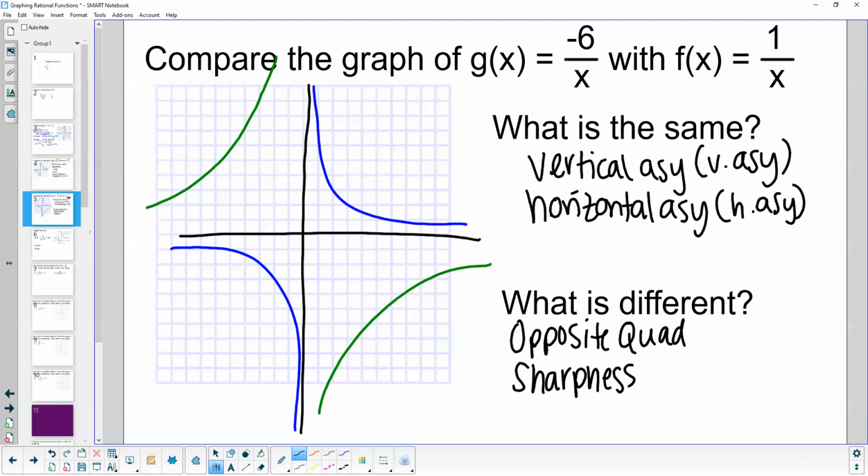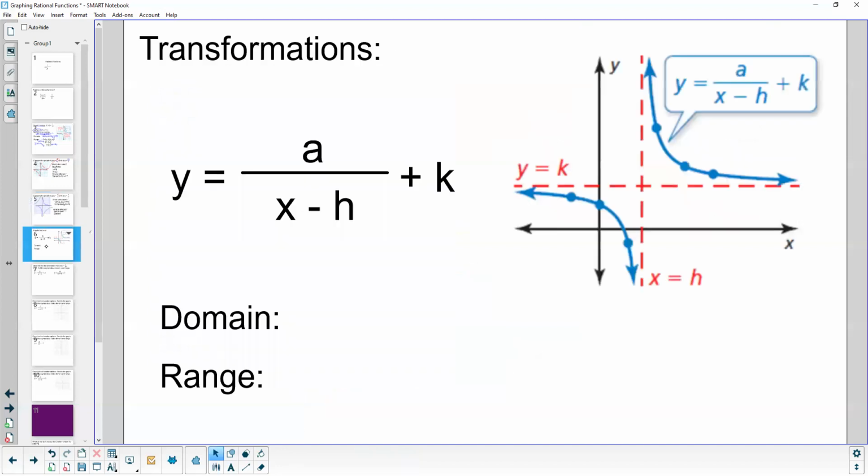Now, why do you think we get opposite quadrants on this one, but not on the other one? It's going to come from that negative part on our 6 there. That negative is what allows it to flip those quadrants. Now, we're going to talk about how all the shifts or transformations of these functions affect each other. We kind of explored what a does, right? So the bigger the a gets, the less tight the curve, which means the smaller the a gets, the tighter the curve. So let's talk about these transformations here.